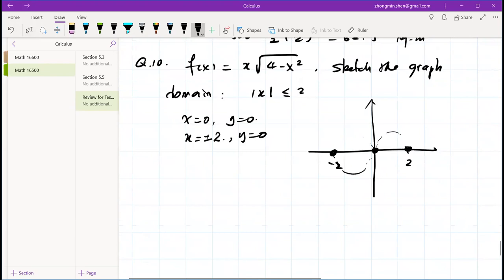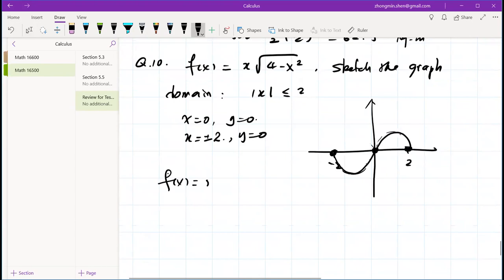I have to find out where the graph is increasing, where the graph is decreasing, and the maximum point, the minimum point, right? I also needed to know the inflection point, okay? So we almost know the graph already. This graph looks like that, okay? I needed to find the critical numbers.